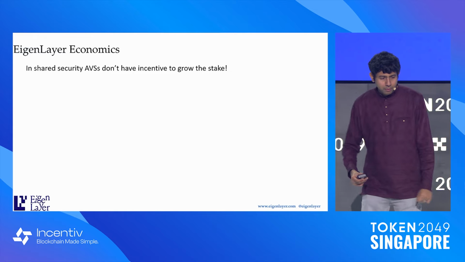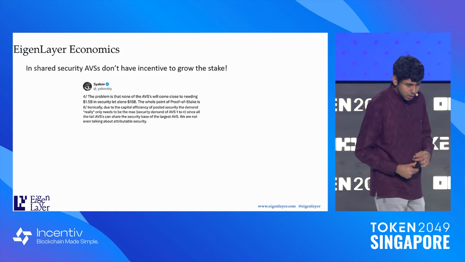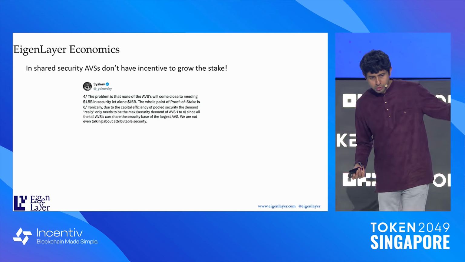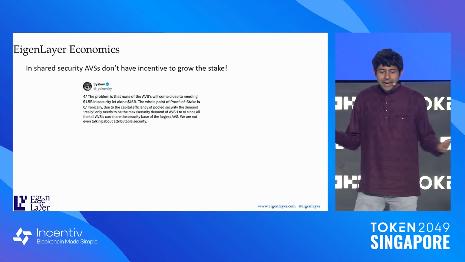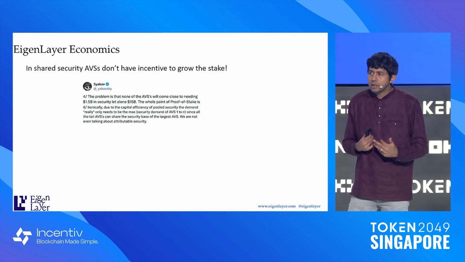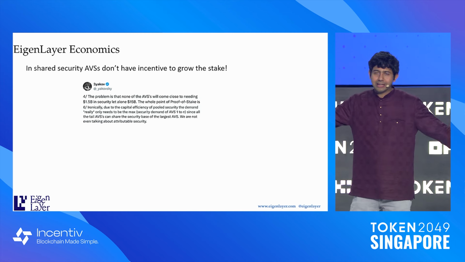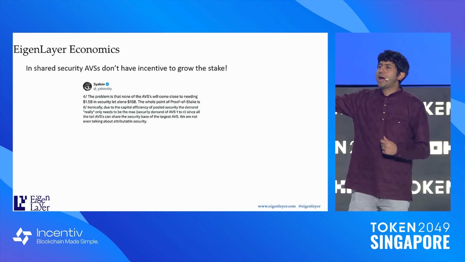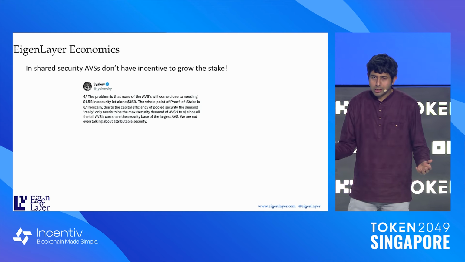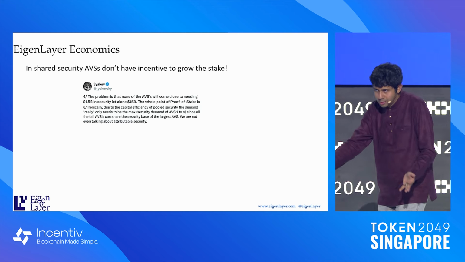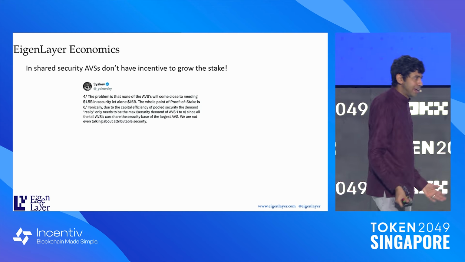One of the problems with this, as one of our community members and founders in our ecosystem, Jane, observed, is that when you do this, there is no incentive for an AVS. Let's say I have $10 billion of stake and there are hundreds of AVSs. Why should I pay a lot to grow the stake? Because it's all common stake. So this leads to the tragedy of the commons.